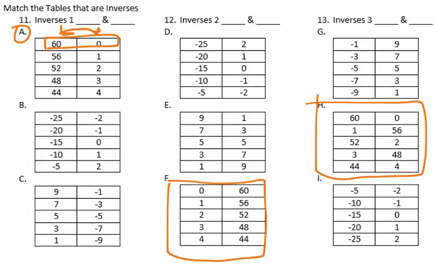Okay, so let's see. If we look at H, hopefully it's pretty apparent that some of these switched, but some of them didn't. Okay, so that one's not it. Let's check this one. 0 to 60. Okay, 1 to 56. Matching up. They just swapped positions, so A and F work.